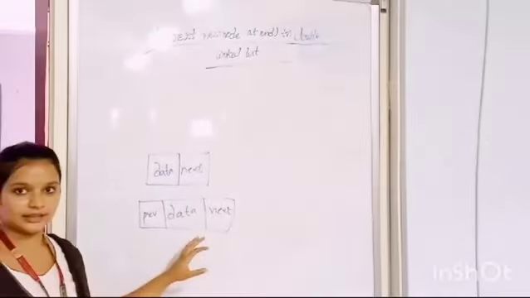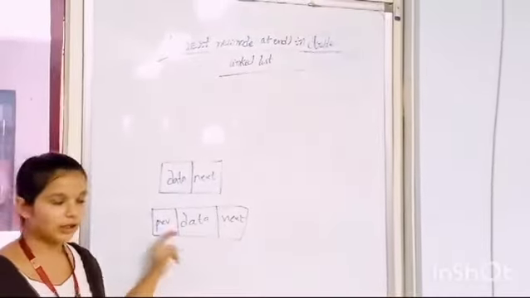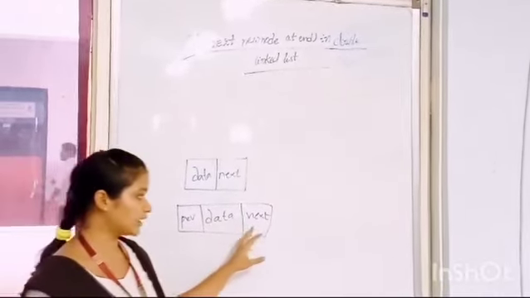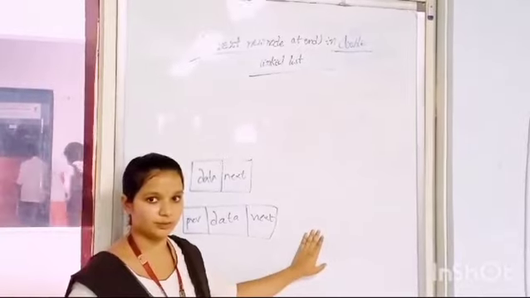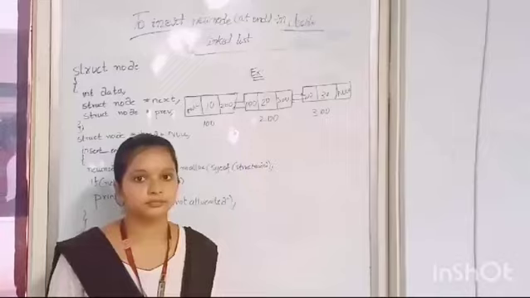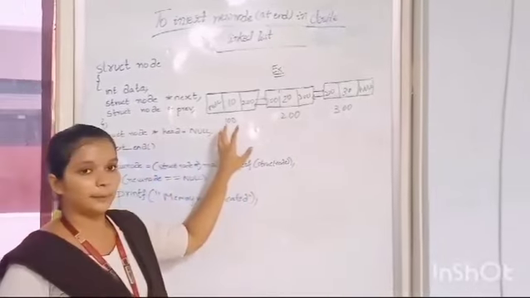In the double linked list, the data values will be stored here, the previous part contains the address of the previous node, and the next part contains the address of the next node. So now we learn how to insert a node at the end of the double linked list. This is the example of the double linked list.